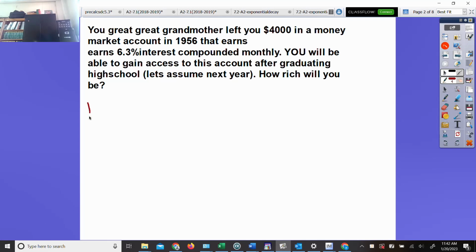Well, let's scan the text. What's the principal? 4,000. All right, what else do we need to know? We need to know the rate as a decimal. It is 6.3%. What is that as a decimal? I swear we did this yesterday. Maybe not. 0.063, shift twice. We did this yesterday.